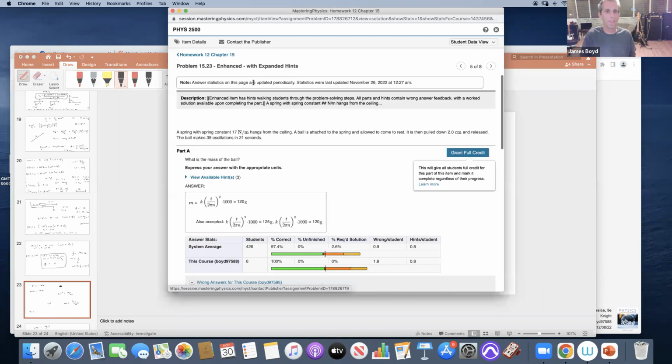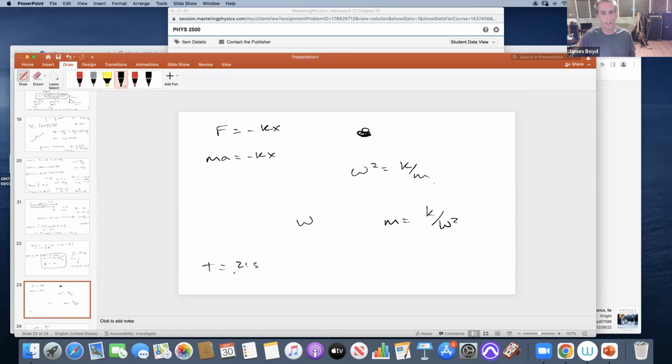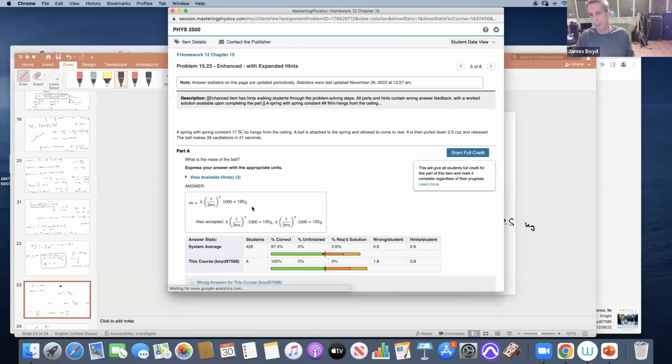So 21 seconds per 39 oscillations. So 21 divided by 39 is 0.53846. Omega is 2 pi over T. 2 times pi divided by this answer. And then M is K, which was 17, divided by omega squared. And I get 0.125 kilograms. If they want it in grams, multiply by 1,000, right? It's 125 grams. All right.